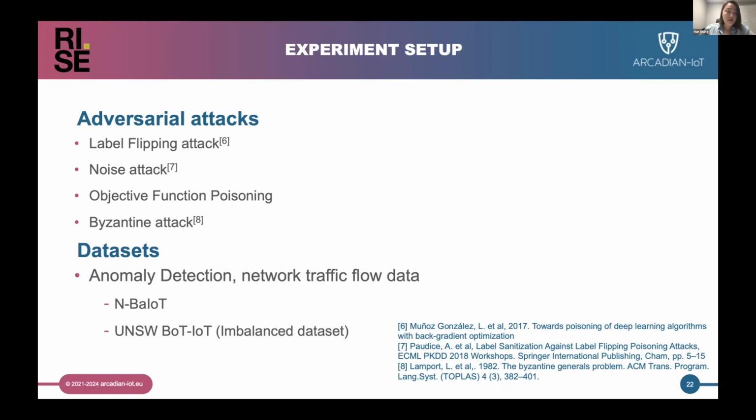One is mainly about anomaly detection, so they only have anomaly and benign traffic, and it is network traffic flow data. One is MBIoT, which is the online available data set, and there's another one called UNSW IoT, which is a data set that is really imbalanced. So we used our data rebalancer technique to rebalance this data set. I will show the results in combination with our data rebalancer.